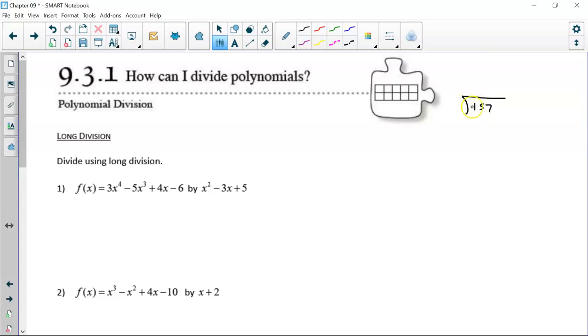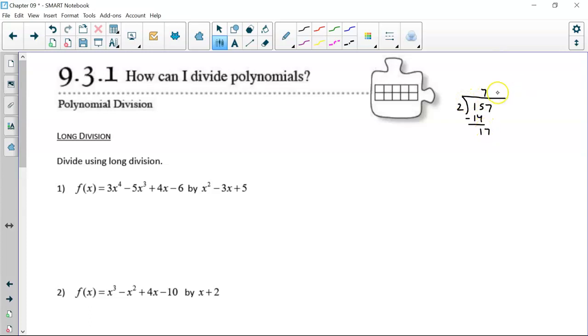157 by 2. So if you remember back to long division, 2 does not go into 1, but 2 does go into 15 7 times. So the 7 goes on top. You multiply 7 times 2 is 14, and with long division you subtract. 15 minus 14 is 1. 2 does not go into 1, so we bring down the 7 next.